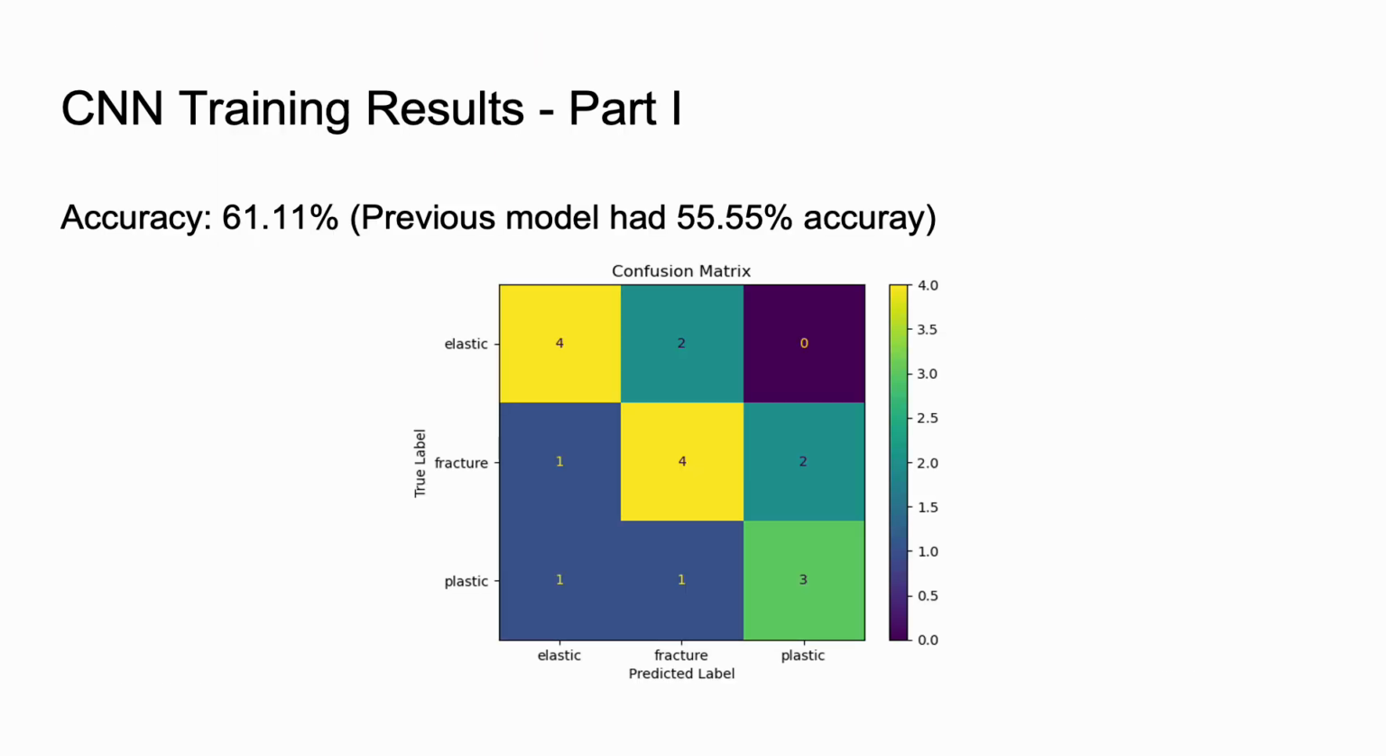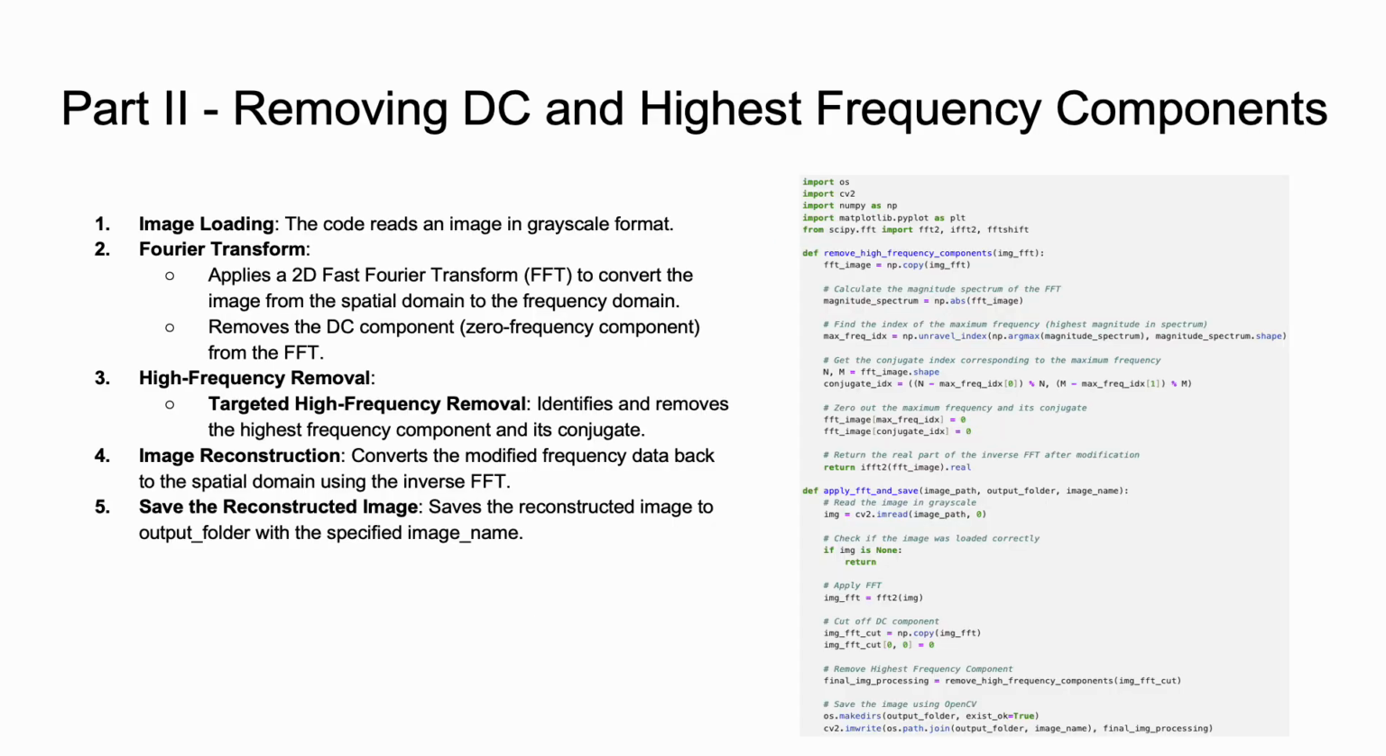After training the CNN model with the FFT processed dataset, we observed an accuracy increase to 61.11%. This marked a significant improvement over the original dataset's accuracy of 55.55%. The confusion matrix of this model is shown here. Since part 1 of the pre-processing technique improved the accuracy of the model, we continued to part 2.